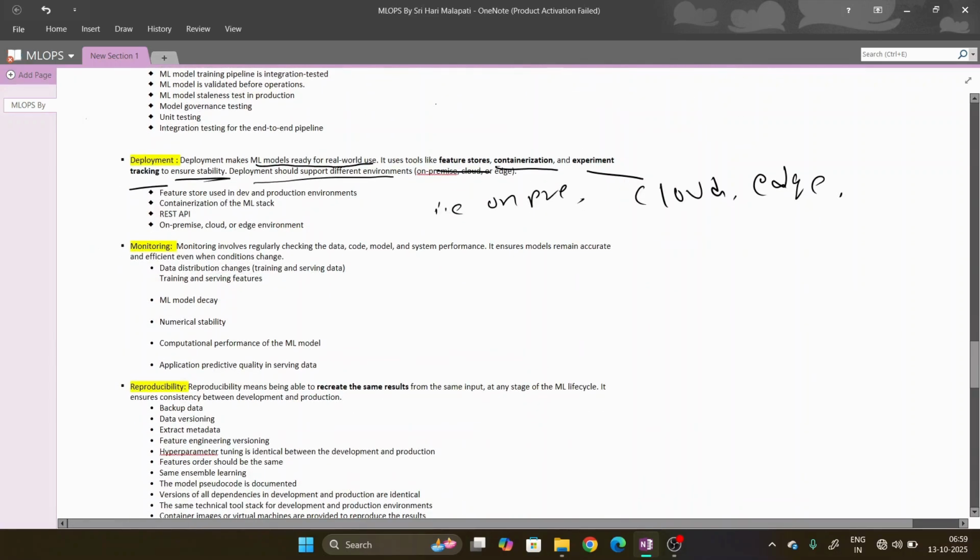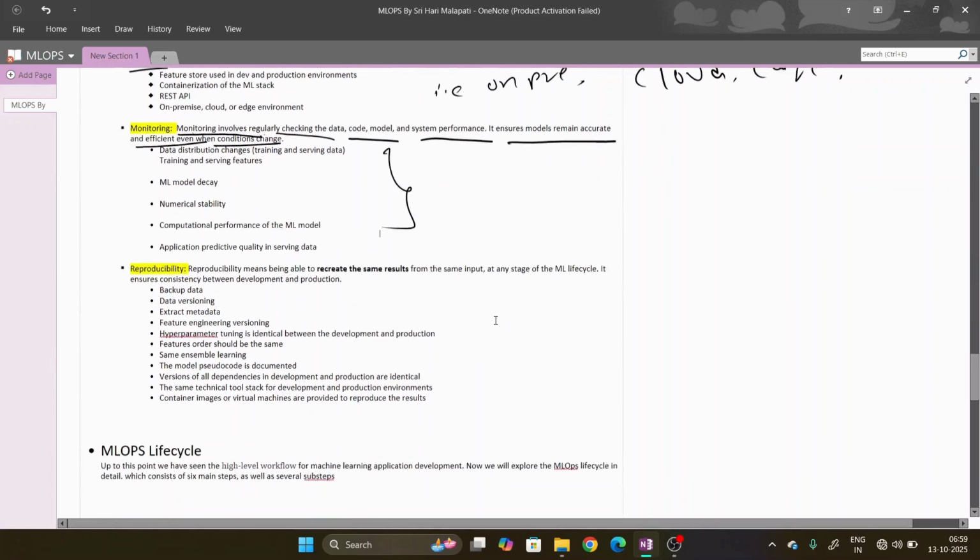Fifth one is monitoring. This monitoring involves regularly checking the data, code, model, and system performance. It ensures the model remains accurate and efficient even as conditions change. These are all part of monitoring.